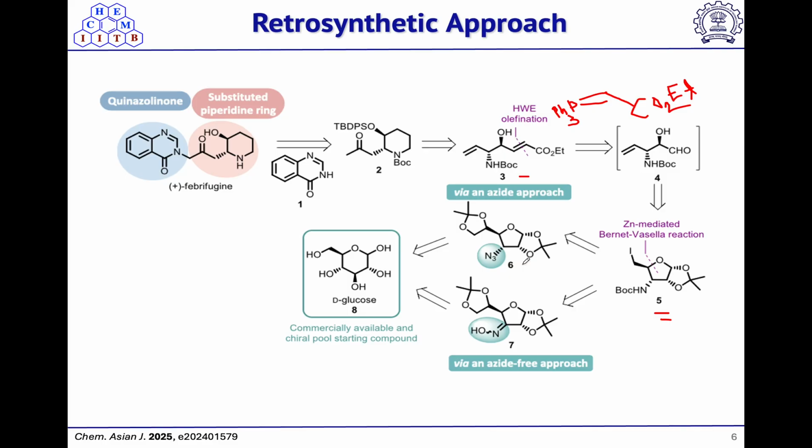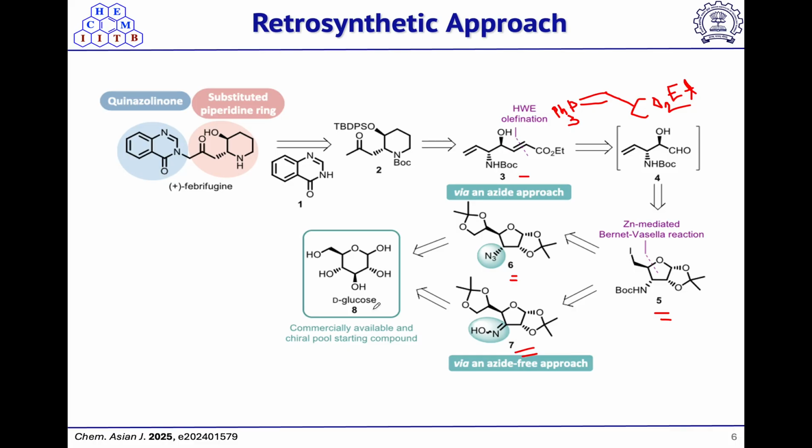So this 6 basically, if we do reduction of this azide, we'll get NH2, then we can protect this NH2 to NHBoc. Now this compound 6 we could get from D-glucose. Also we could get this compound 5 from 7 where azide is not there. Compound 6 is having azide. Also we can get this compound 5 from this oxime. Instead of azide we can get this 5 from oxime, and this oxime we could get from D-glucose.